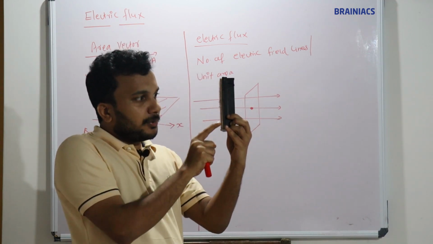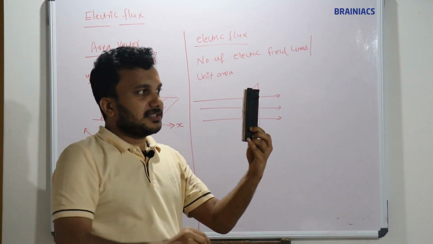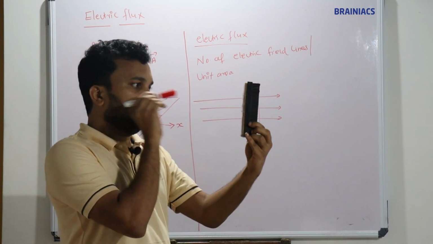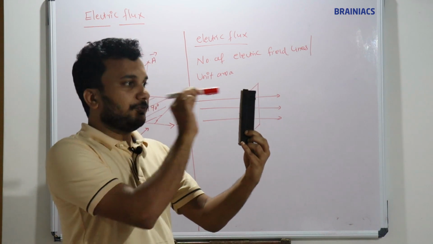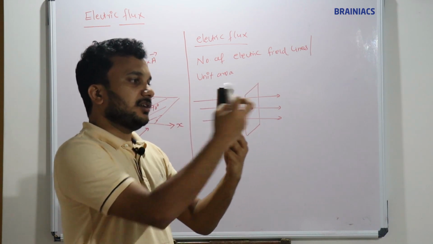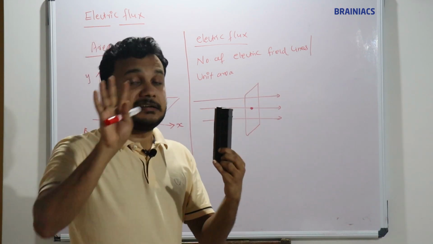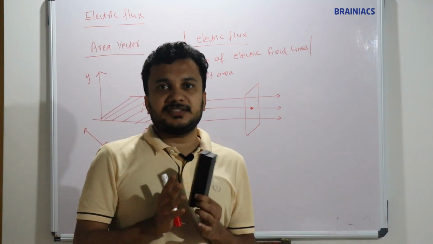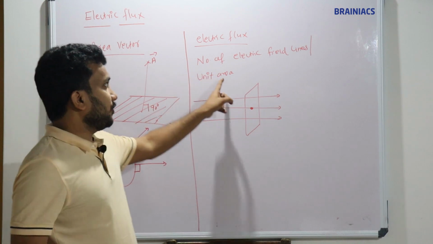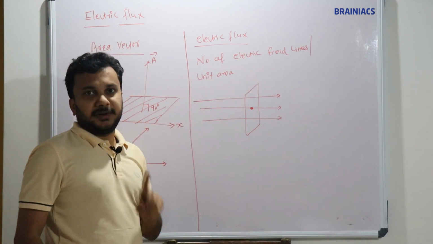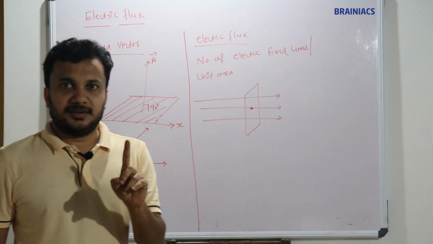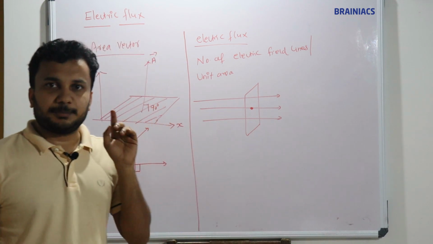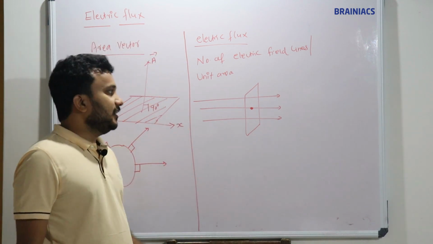So how many lines are crossing this area? Suppose I am assuming 1 line, 2 lines, 3 lines, 4 lines. So 4 lines are going into the duster and coming out of the duster. Then that is called electric flux. So flux, in a very simple way, is the number of electric field lines per unit area. In 1 meter square area, how many electric field lines are passing? That count is called the flux.